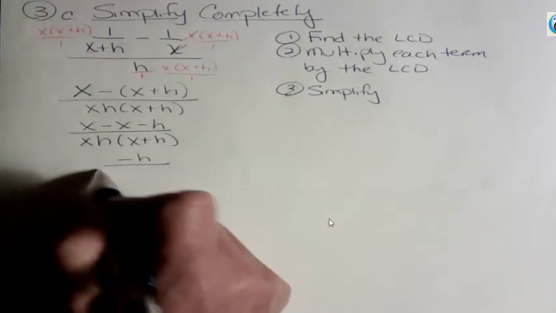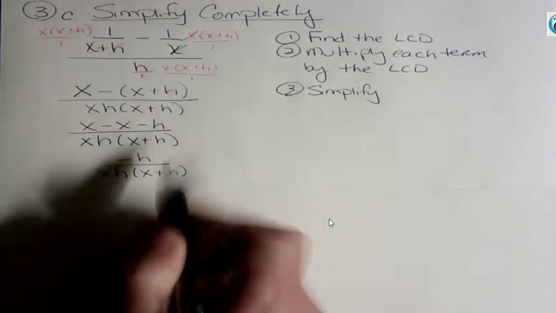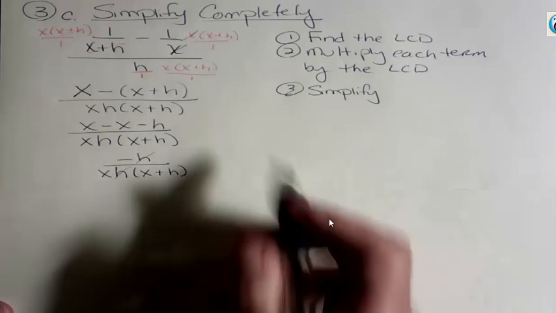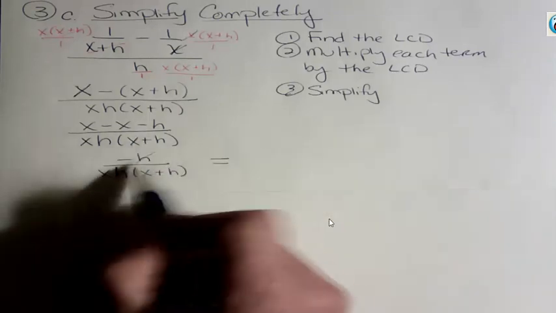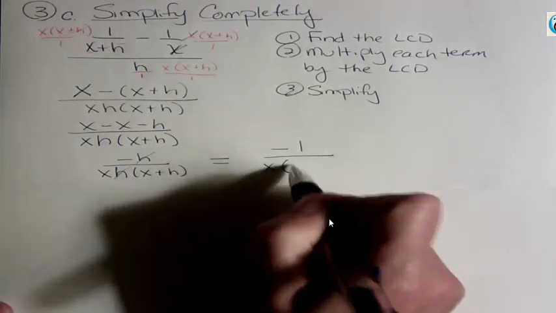But look what happens. Now I have a standalone h on top and bottom. So those also are going to cancel. Remember, when you cancel something, it doesn't go to 0, it goes to 1. So my final answer here is going to be negative 1 over x times x plus h.